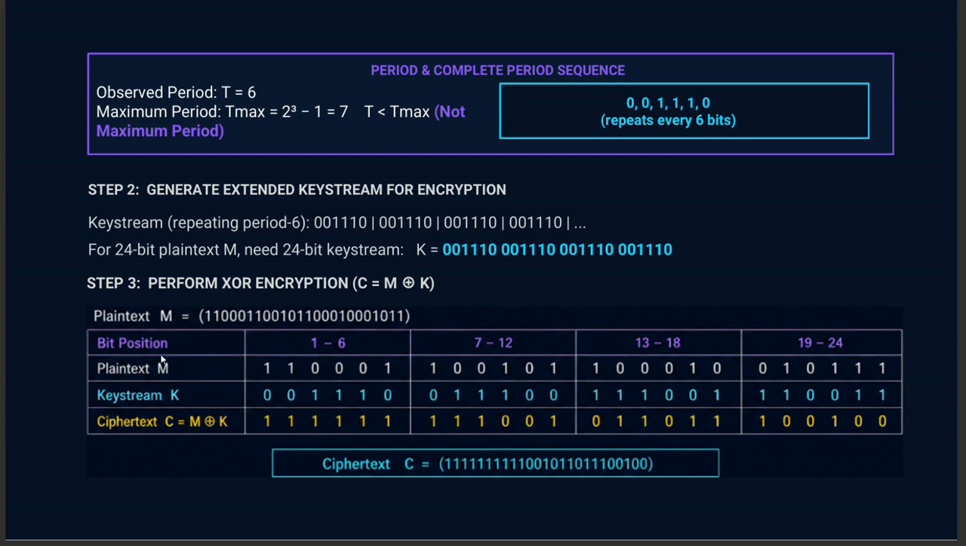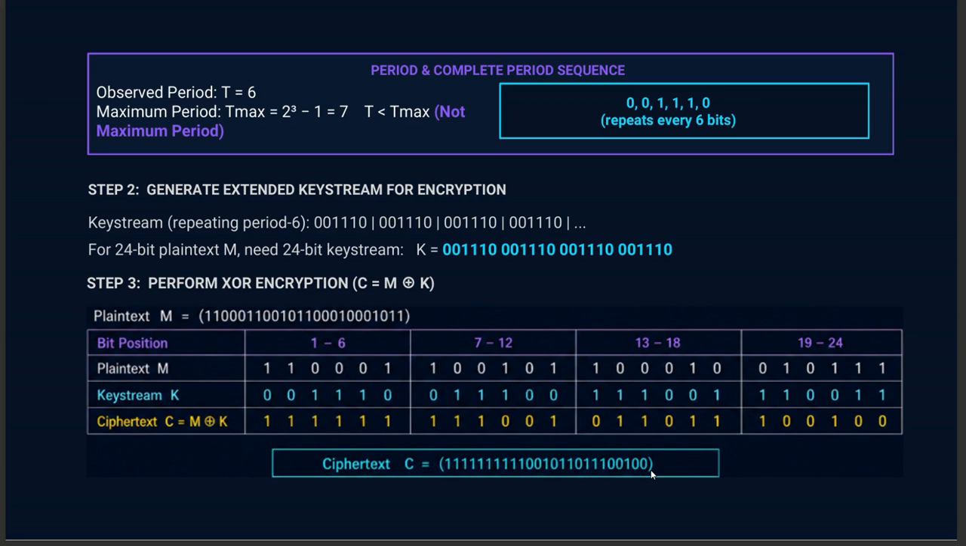So now let's encrypt block by block. The plaintext is XORed with the keystream. So the ciphertext becomes 11111111011101101. This example shows how the LFSR can generate a pseudo-random stream for stream cipher encryption. Instead of directly encrypting using mathematical substitution, the plaintext is encrypted by XORing with the generated keystream.